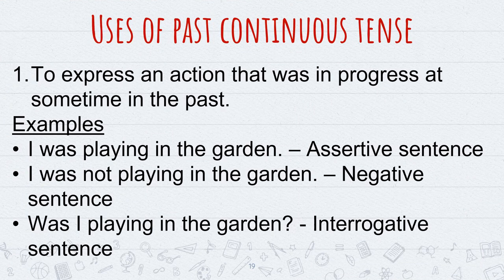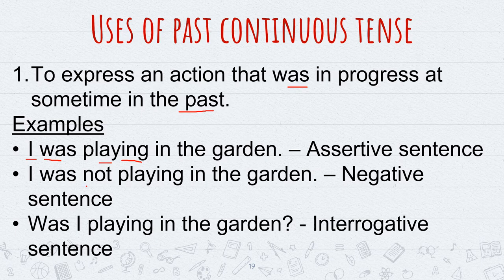Now let's have a look at uses of past continuous tense. First, this tense is used to express an action that was in progress at some time in the past. That means we are talking about something that was happening in past but not right now. For example, I was playing in the garden. Now this is the example of an assertive sentence in which I have used was with subject I and ing with V1.